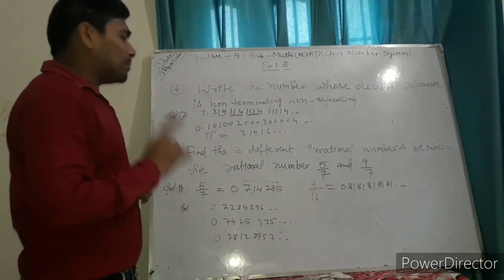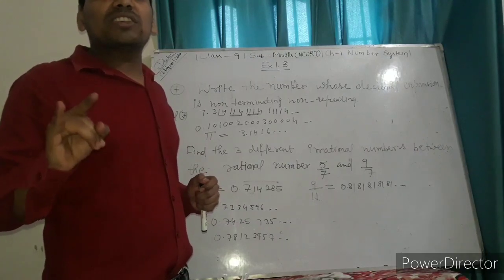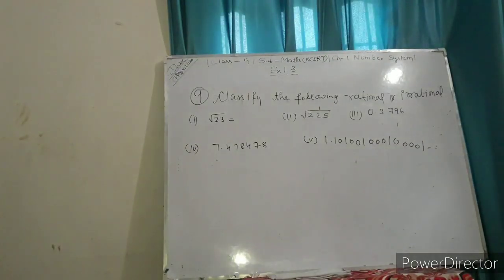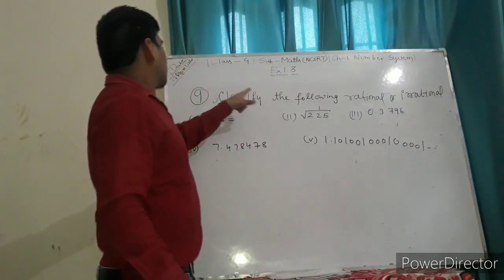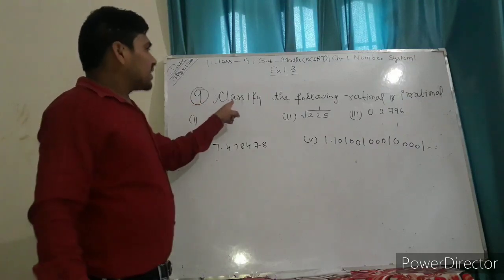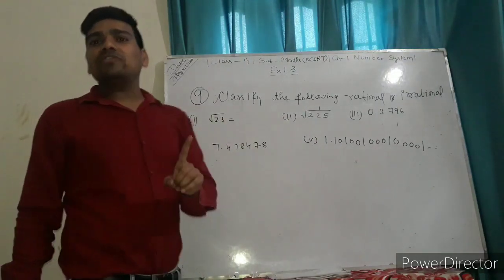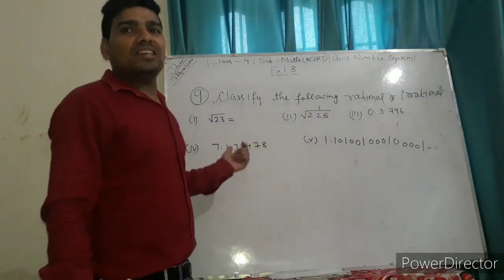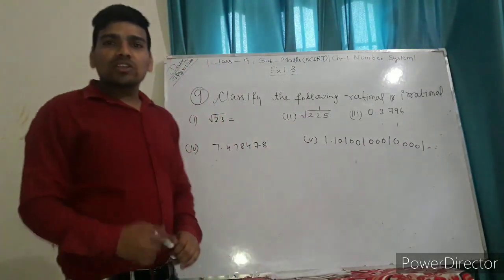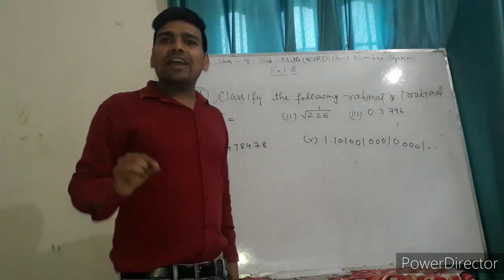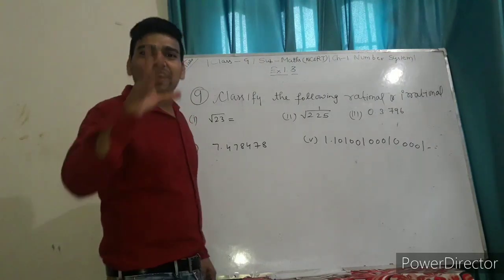Now I am coming to the next sum, sum 9, and that will be the last sum of this exercise 1.3. The ninth sum is saying: classify the following numbers as rational or irrational. Five different numbers have already been given here, and you have to classify whether these are rational numbers or irrational numbers. So I am going to tell you how you will identify whether these numbers are rational or irrational.